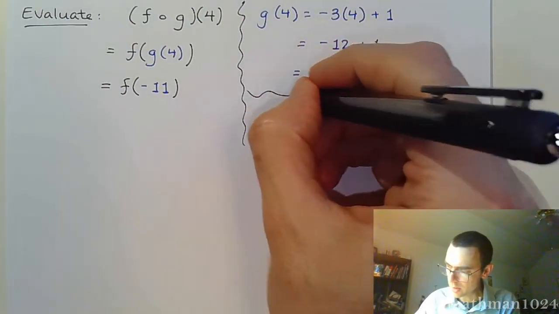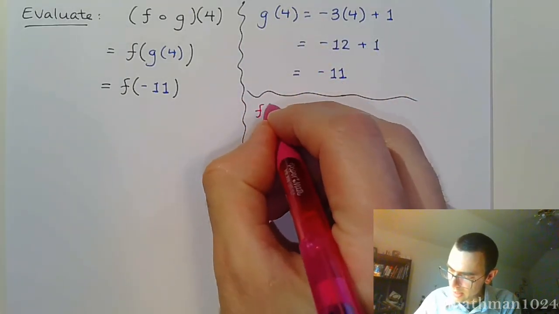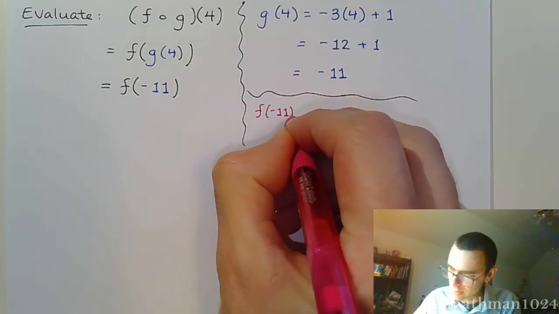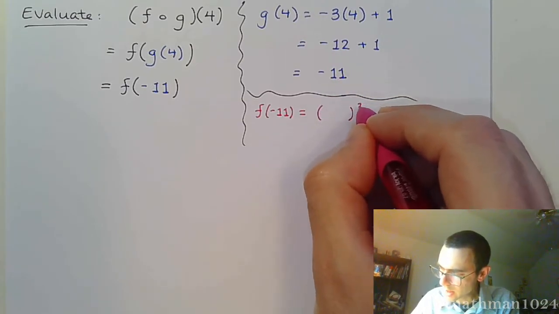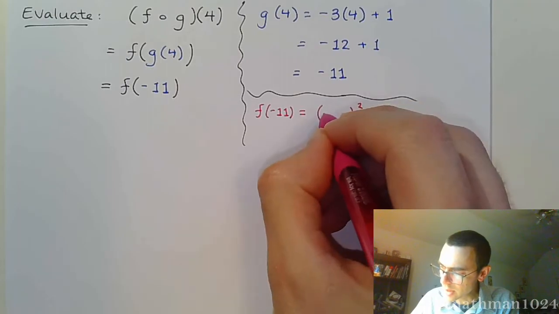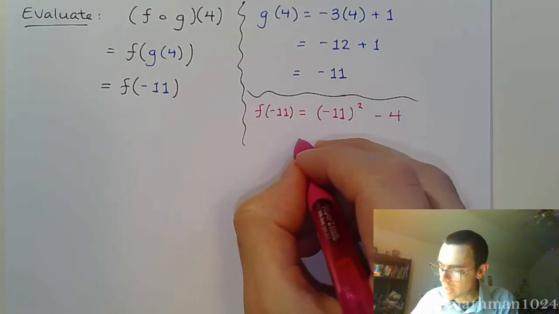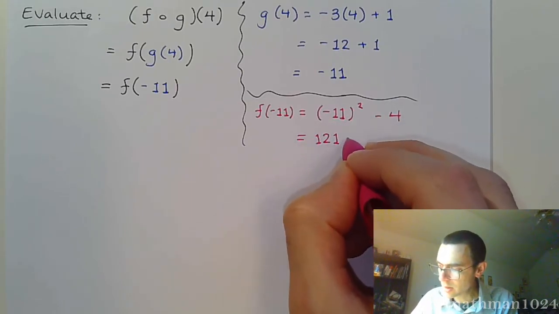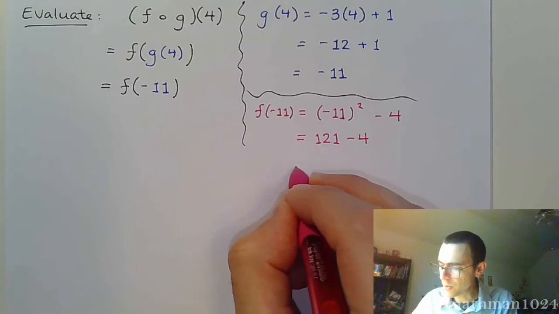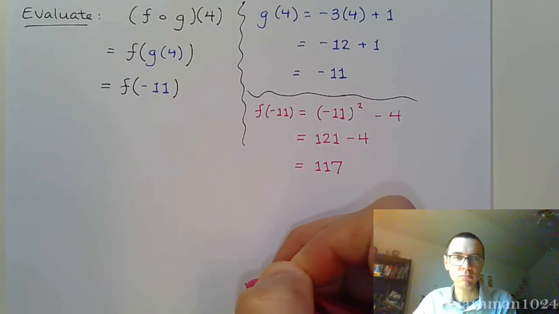And as we do, off to the side, we're going to find f of negative 11. And so that means I'm going to replace the x with my parentheses, and I'm going to plug the negative 11 inside that. And so now when I square the negative 11, I get 121 minus 4, and we get 117.